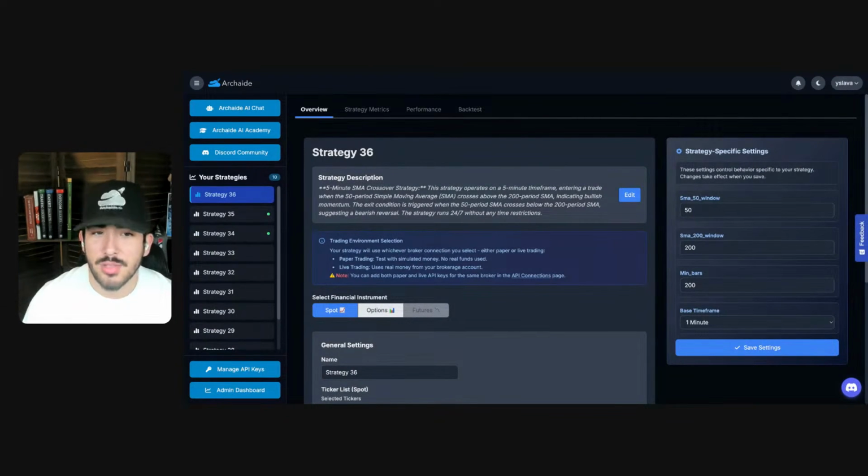The 5-minute SMA crossover strategy. This strategy operates on a 5-minute time frame, entering a trade when the 50 period simple moving average crosses the 200 SMA, indicating bullish momentum. The exit condition is triggered when the 50 period SMA crosses below, suggesting a bearish reversal. The strategy runs 24/7 without any time restrictions. That's exactly what we wanted.